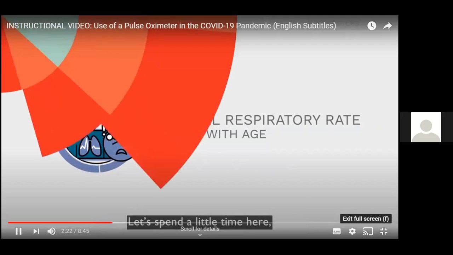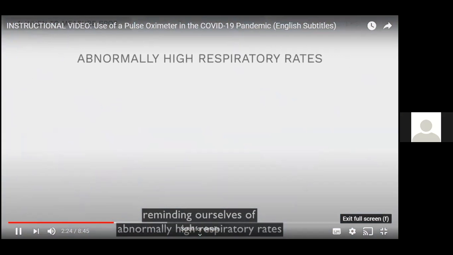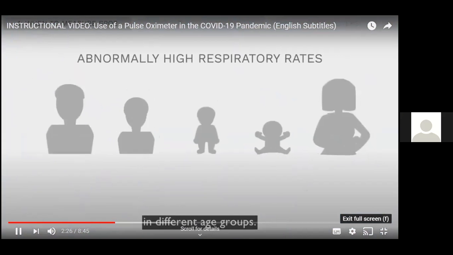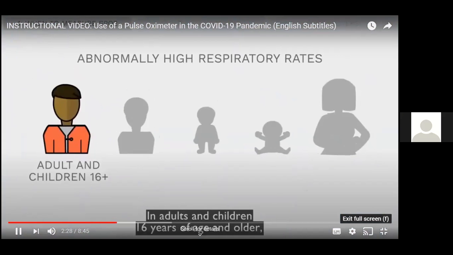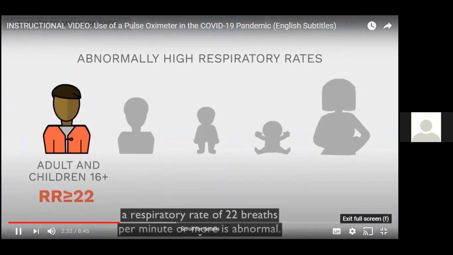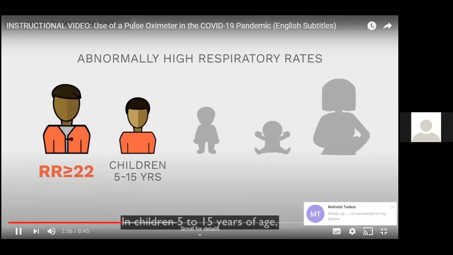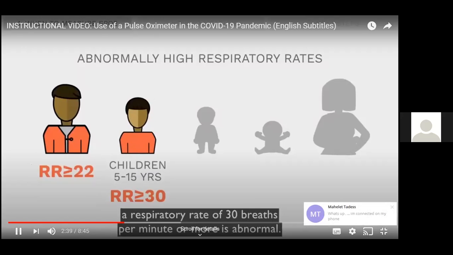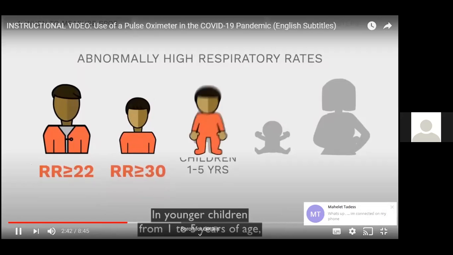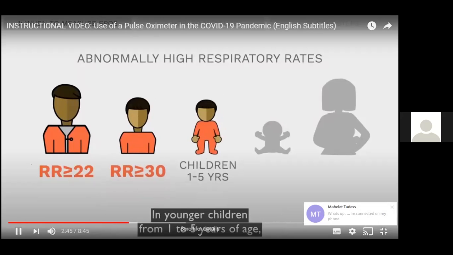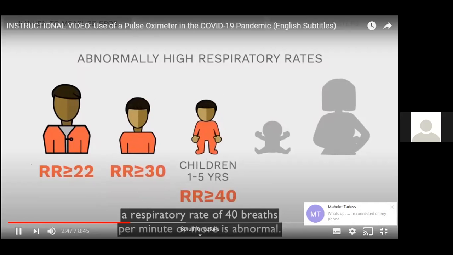Let's spend a little time here reminding ourselves of abnormally high respiratory rates in different age groups. In adults and children 16 years of age and older, a respiratory rate of 22 breaths per minute or more is abnormal. In children 5 to 15 years of age, a respiratory rate of 30 breaths per minute or more is abnormal.